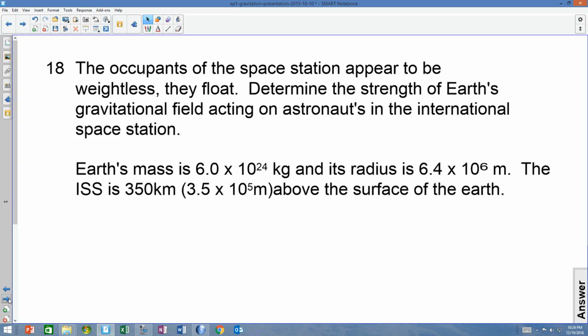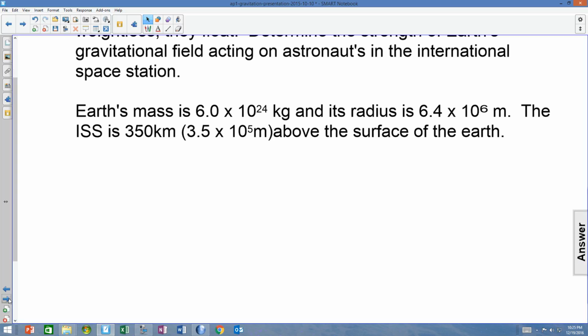The occupants of the space station appear to be weightless. They float. Determine the strength of the Earth's gravitational field acting on the astronauts in the ISS. The Earth's mass is 6 times 10 to the 24 kilograms. Its radius is 6.4 times 10 to the 6 meters. The ISS is located 350 kilometers above the surface. Don't forget, we need to convert the kilometers to meters, and that's going to be 350 times 10 to the 3 meters, or 3.5 times 10 to the 5 meters. Go ahead and pause the video now and solve for the gravitational field acting on the astronauts in the ISS.